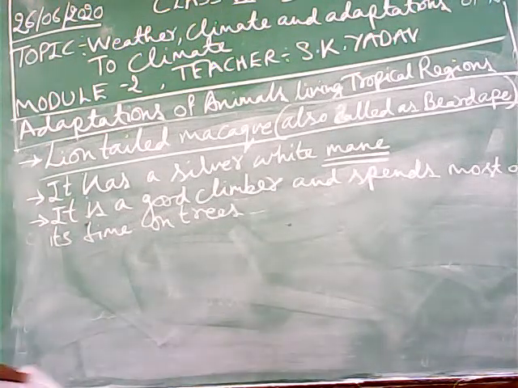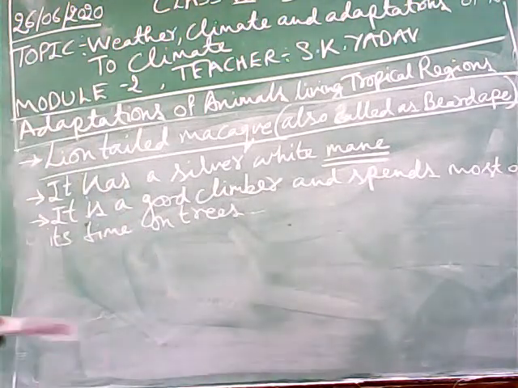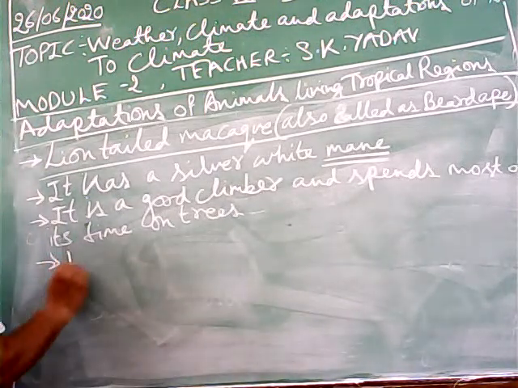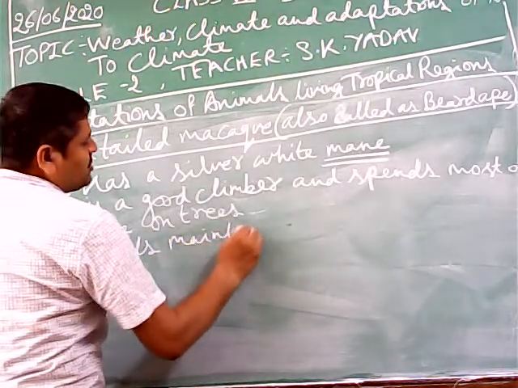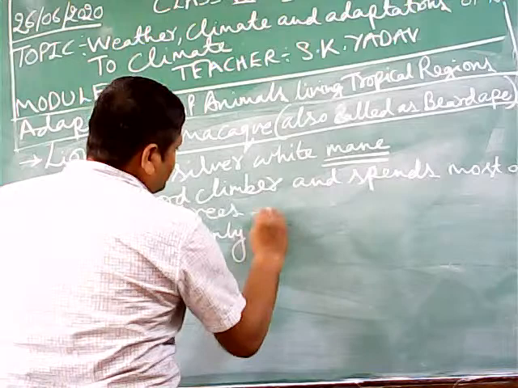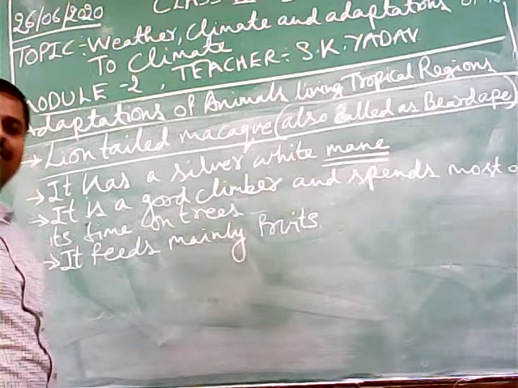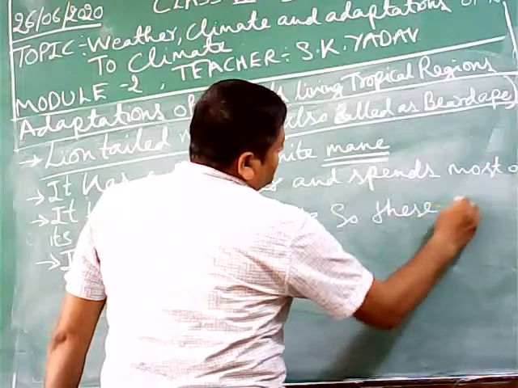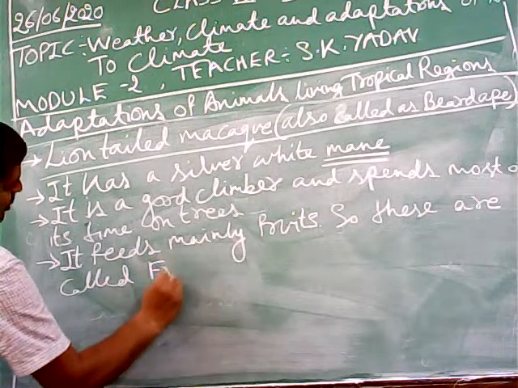Then you might be asking where it gets its nourishment from. It feeds mainly on fruits. Now I understand why it spends most of its time on the trees only. It feeds mainly on fruits. Such animals which feed mostly on fruits are known as frugivores.